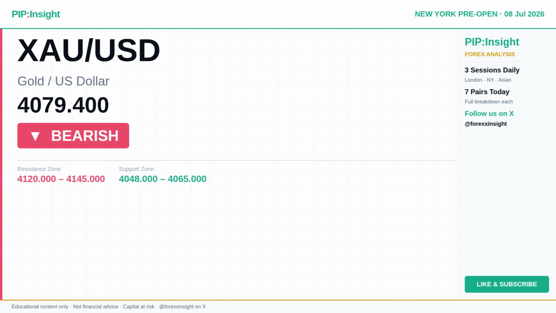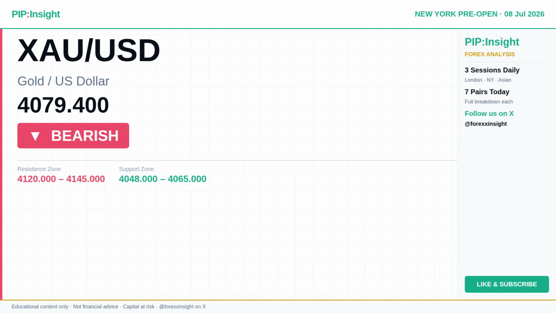If you're here for gold, you've come to the right place, because this market is absolutely in focus heading into New York today. Gold has had a rough session. During the early London hours, price collapsed over 80 points, dropping from around $4,132 all the way down to a session low near $4,050. We've seen a modest bounce since then, and price is currently trading around $4,079, but make no mistake, the broader structure here remains firmly bearish across the 4-hour and 1-hour timeframes, with lower highs and lower lows clearly intact.